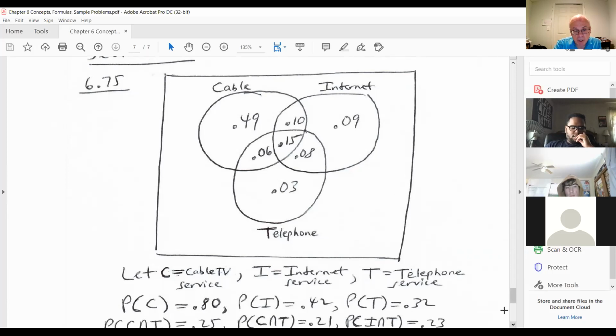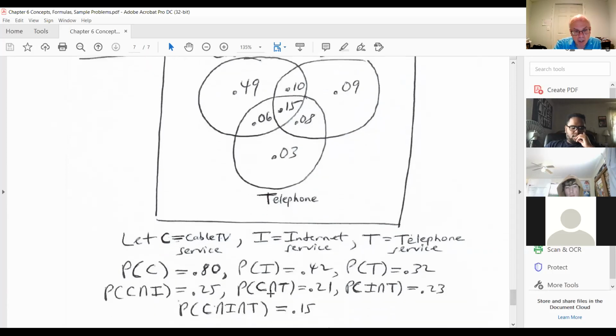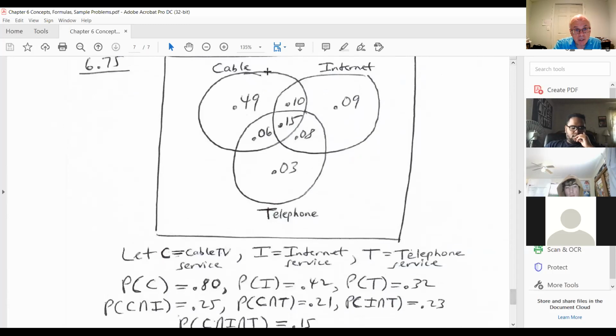You do the same thing with the other paired services. Cable and telephone, 21%. But where's cable and telephone? It's these two circles. It's this area here. And this area here is 21%. So if the middle's 15, this must be 6, because 21 minus 15 is 6%, or 0.06.